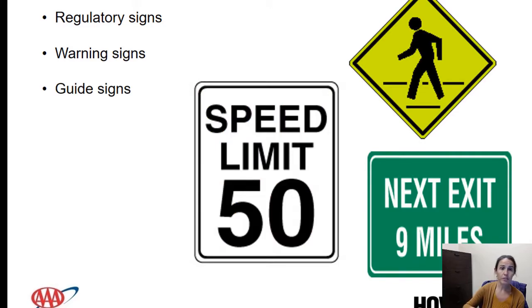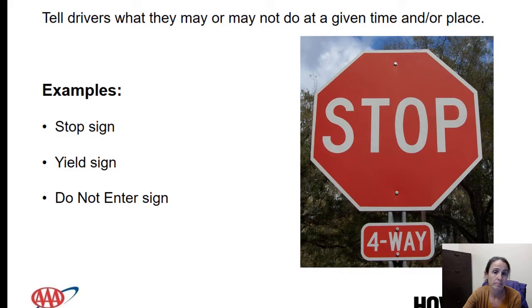So they put them in 3 different categories: regular signs, warning signs, and guide signs. So a regular sign, this means stop. We also have our yield sign and our do not enter. So these are the ones you probably see the most.